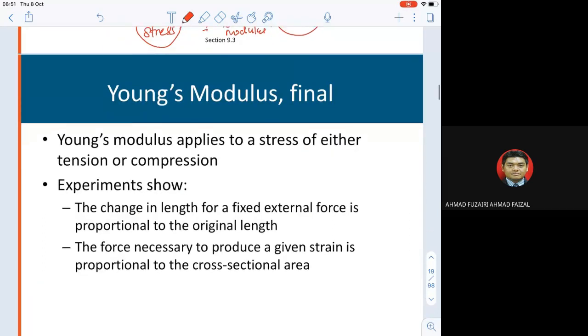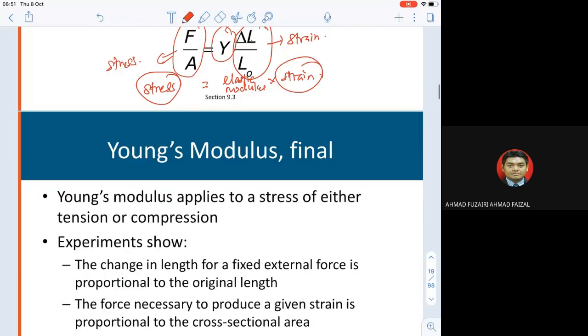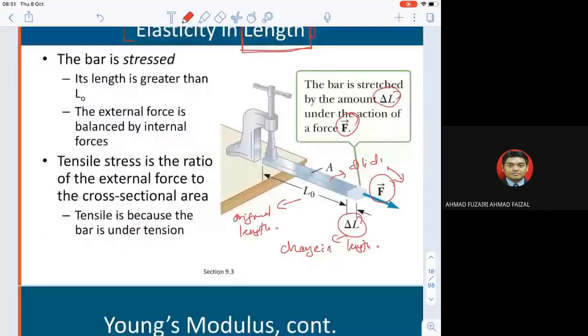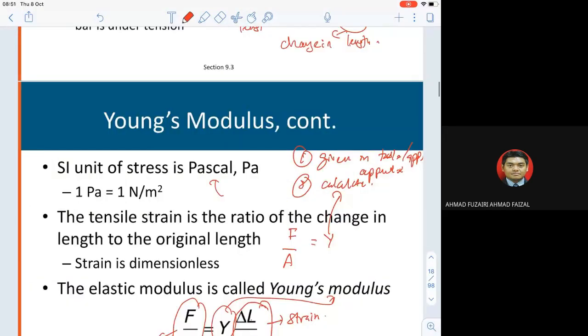Young modulus applies to a stress of either tension or compression. We should apply the Young modulus not only for the one that we pull. Maybe we can push this thing inwards. Instead of pulling, we push it instead. Can or not? Can. Any change in length will consider Young modulus.